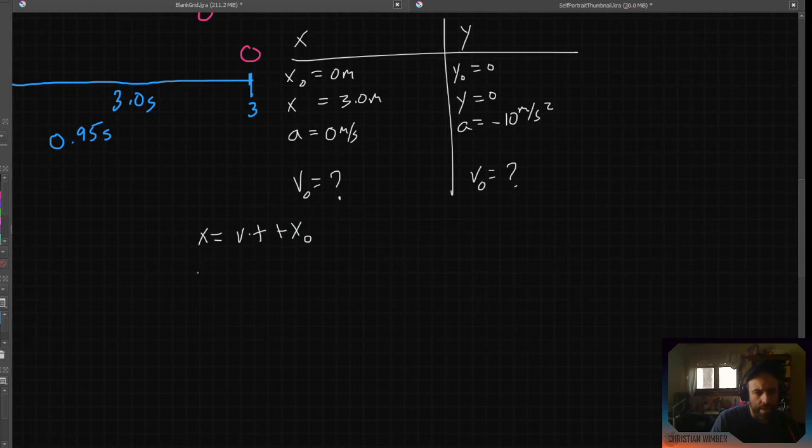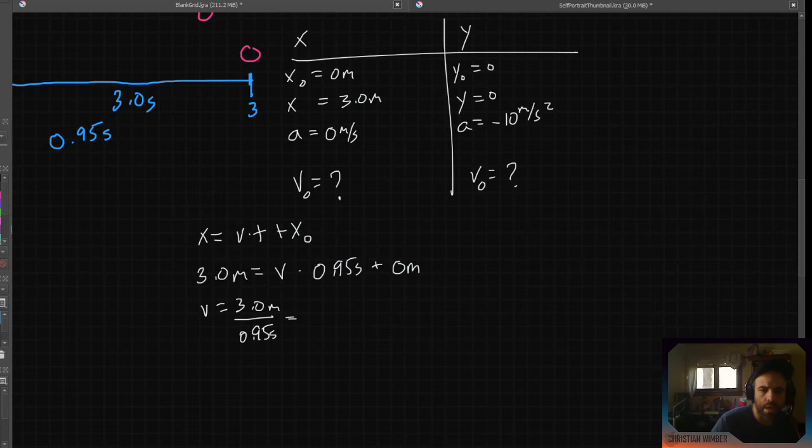We know that x is 3.0 meters. We do not know v. We do know that t is 0.95 seconds. And we know that the original x was 0 meters. So we end up getting that the velocity must be 3.0 meters over 0.95 seconds. Throw that in my calculator that you can't see. I get 3.16 meters per second. Seems pretty reasonable. I think that would make sense for someone bouncing a ball, going about, what's that, like 10 miles an hour? I think that's pretty reasonable.